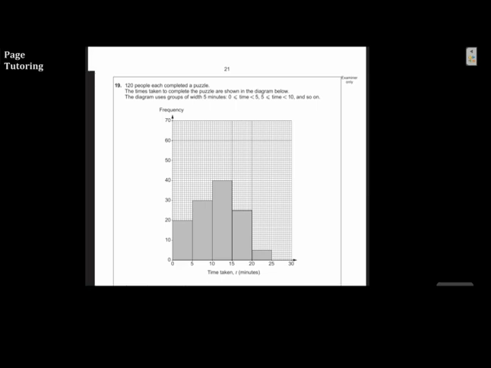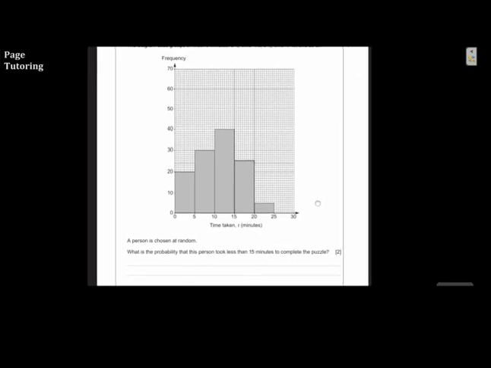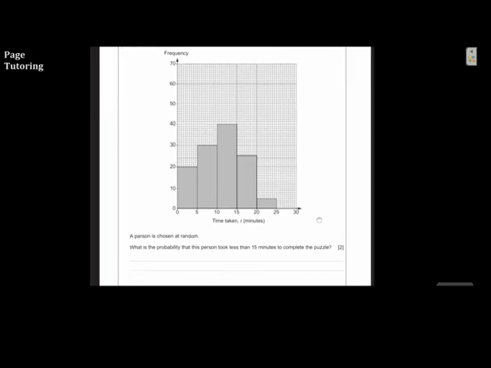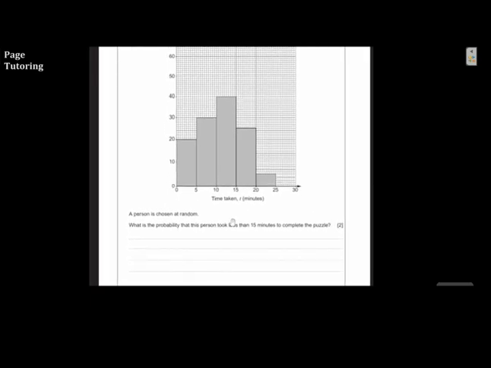The times taken to complete the puzzle are shown in the diagram below. So you've got a nice bar chart there. The diagram uses groups of width 5 minutes. So less than or equal to 0 and up to 5 minutes. And then you'd have a group of less than or equal to 5 minutes up to just below 10 minutes and so on and so forth. You've got your nice little diagram there. So a person's chosen at random. What is the probability that this person took less than 15 minutes to complete the puzzle?